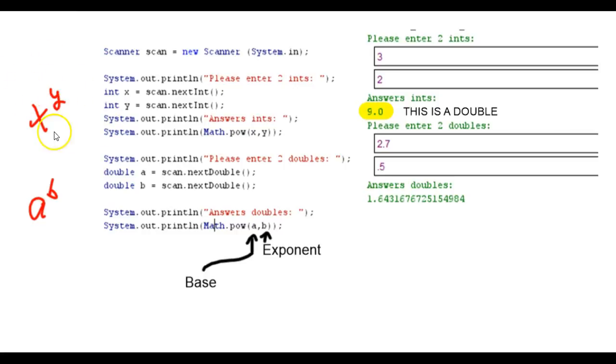So when you recognize x to the y, this says x to the y. So you kind of have to start getting visually used to that. That says x to the y. And this says a to the b.